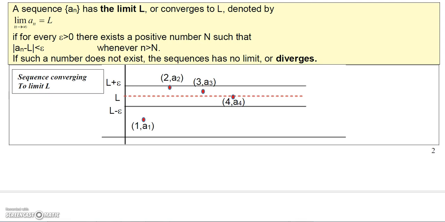Okay, I don't like to spend a lot of time on the theory. I like to focus on application, but do need to spend a little bit of time. So let's talk about the limit of a sequence.